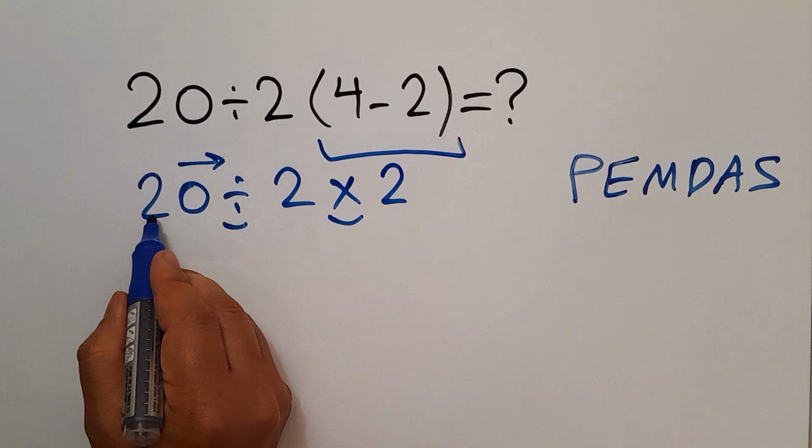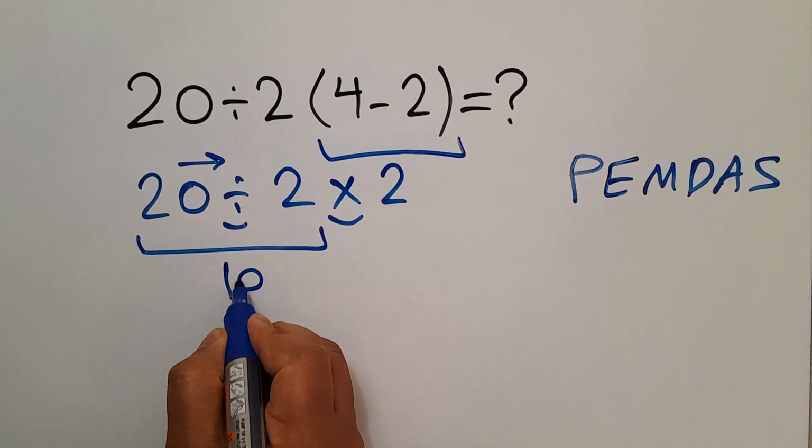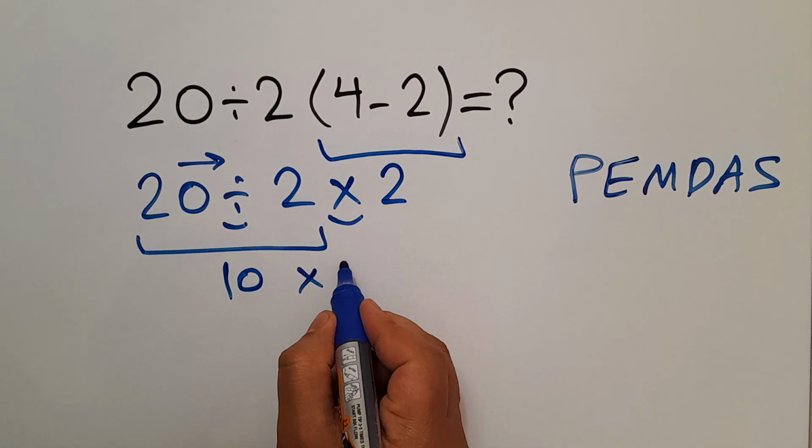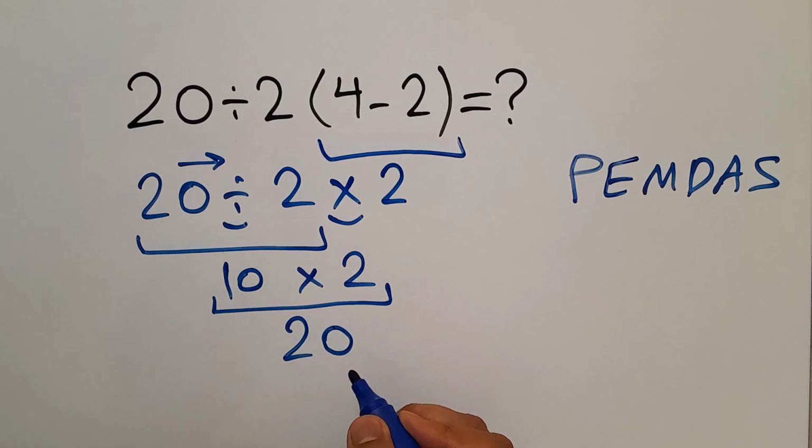So 20 divided by 2 equals 10. And 10 times 2 equals 20. So our final answer to this problem is 20.